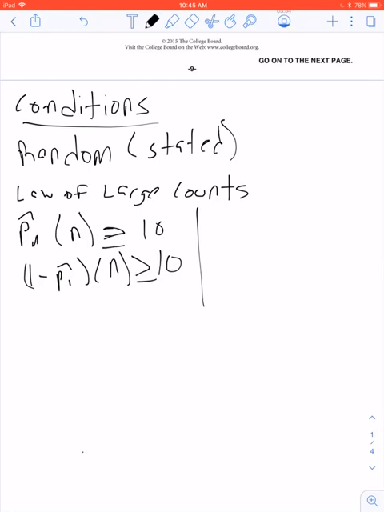Geez Louise, this should be an A. This should be an A because this is the aspirin group.